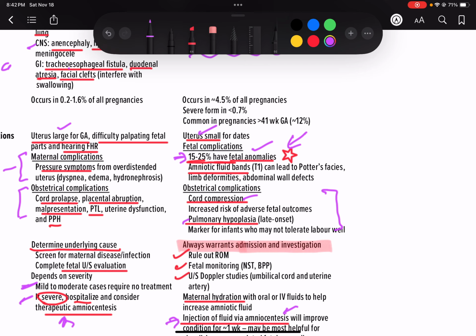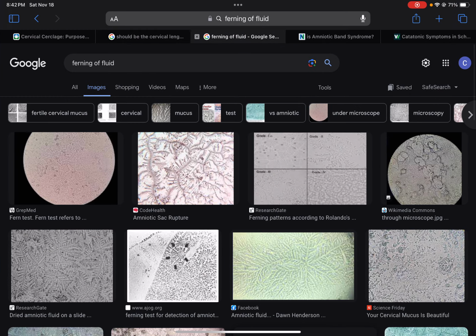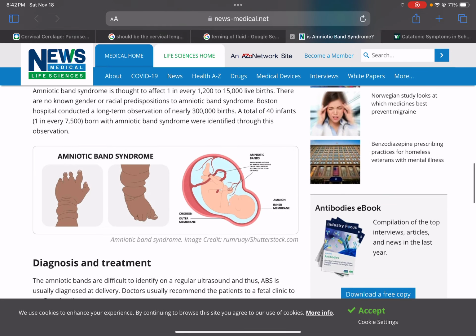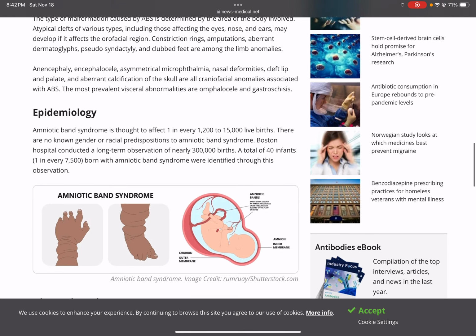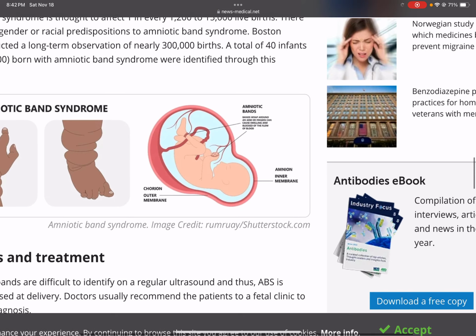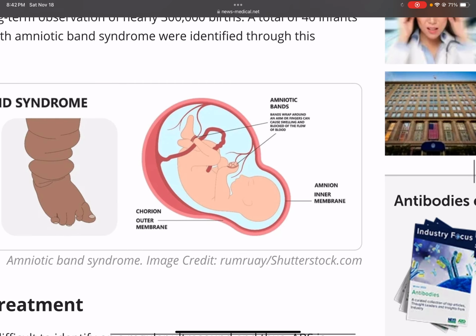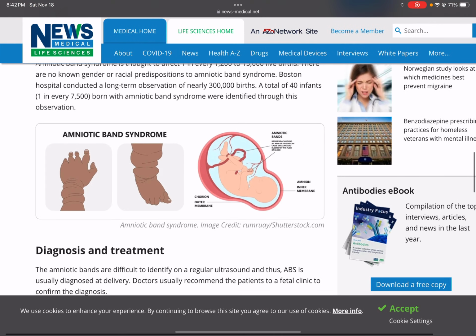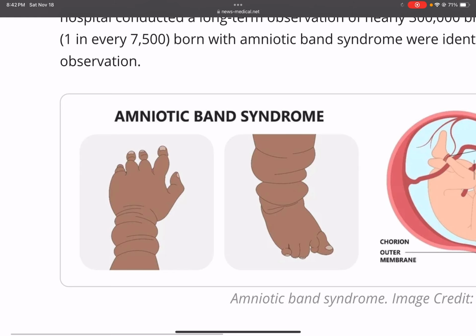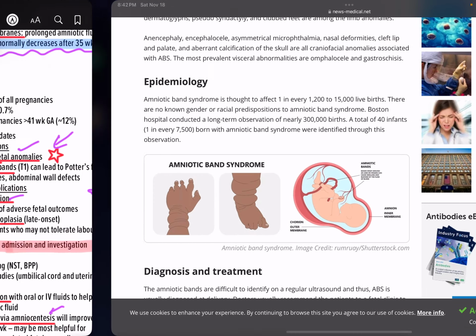And then there's amniotic fluid bands too. What is amniotic fluid band? Let me show you. What happens is, due to some unknown etiology, such bands form around their limbs, around their face, and the band wraps around their arms or fingers, and it causes swelling and blockage. So there might be some limb deformities like this, and Porter facies too.